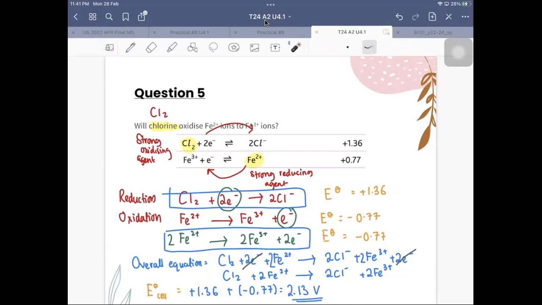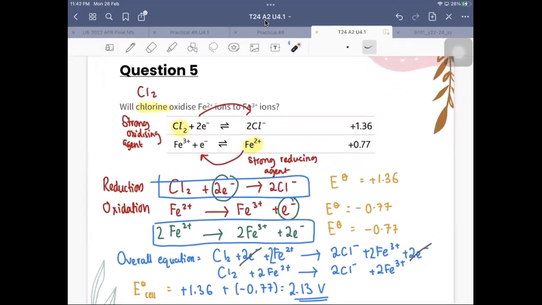There are a lot of things happening here, and you don't necessarily need to do that unless the question asks you. Since we've got this question as an exercise, I will just teach you other things on how to write down the full equation and how to find the E cell of the reaction, if it does happen spontaneously or not, or if it's feasible or not. Okay, while you are copying that down, I would like to go to the next question.